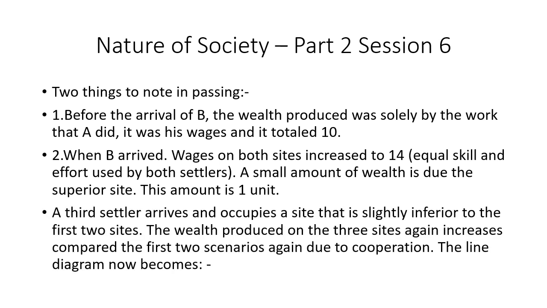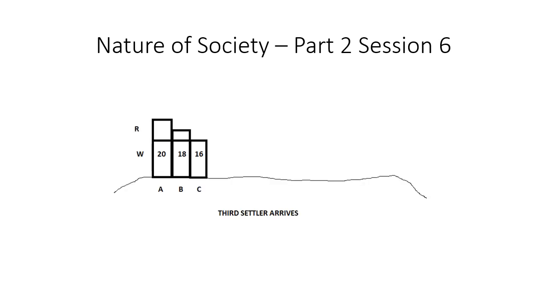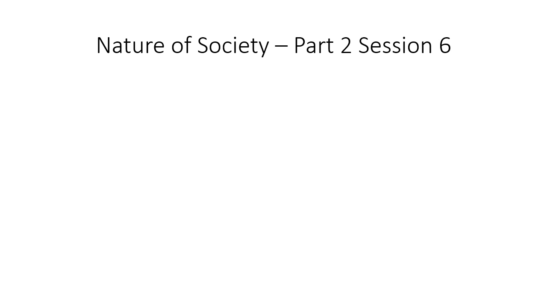A third settler arrives and occupies a site that is slightly inferior to the first two sites. The wealth produced on the 3 sites again increases compared to the first 2 scenarios, again due to cooperation. The line diagram now becomes this. Third settler arrives and the wealth increases on site A to 20 units, site B to 18 units, and site C to 16 units.